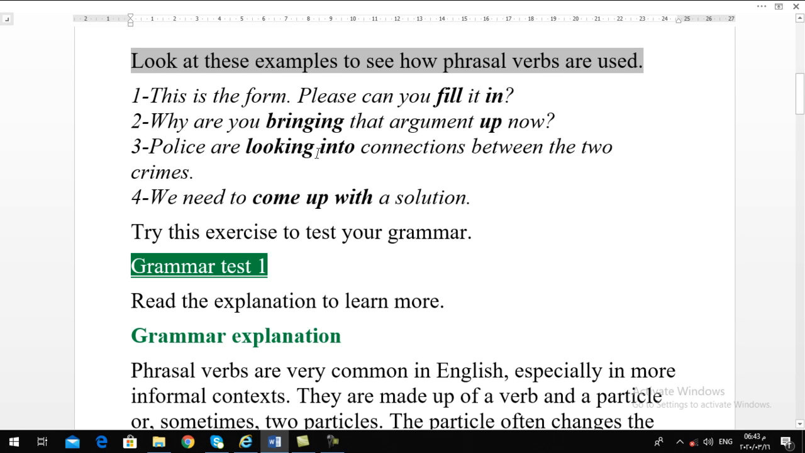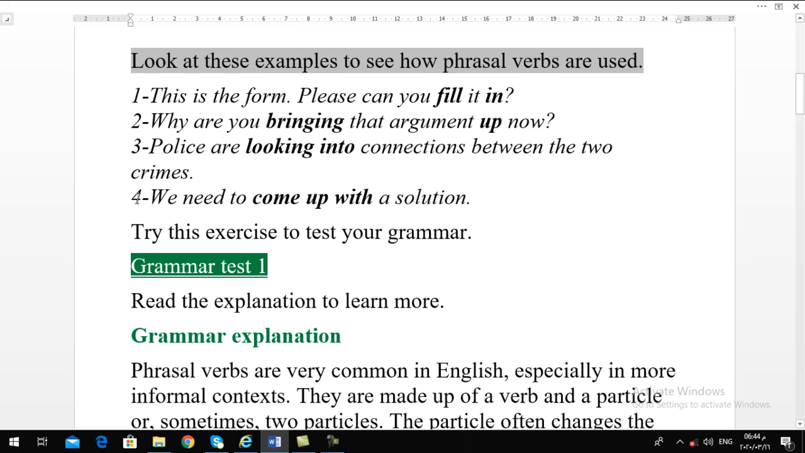As you see, guys, do you think look into is separable? Can I say, Police are looking connections into? No. This is the other type of phrasal verb, what we call inseparable. You cannot put the object between the verb and the particle.